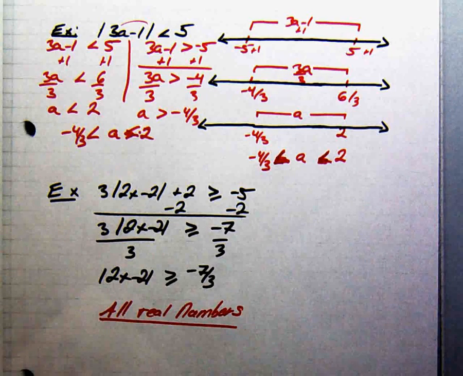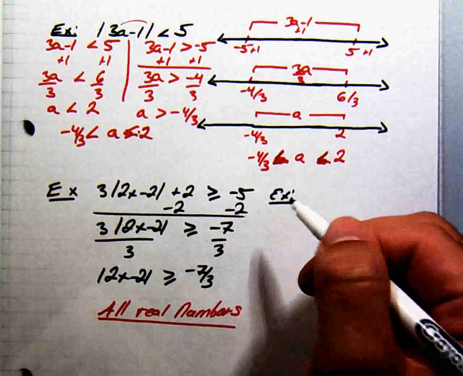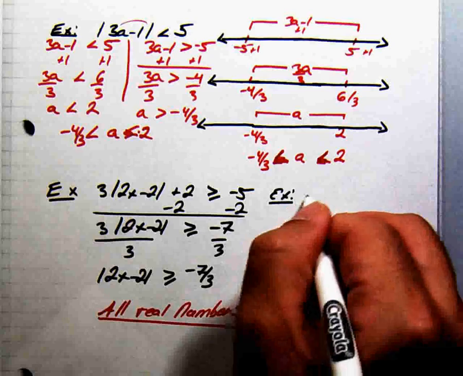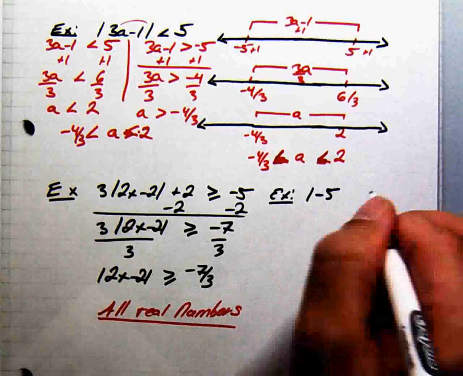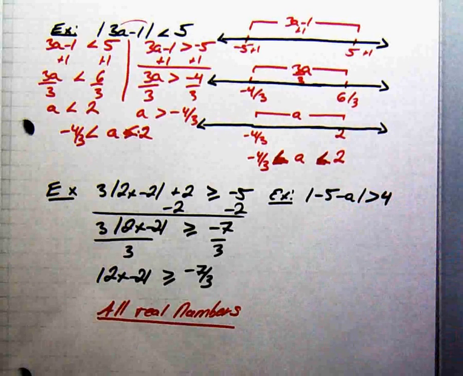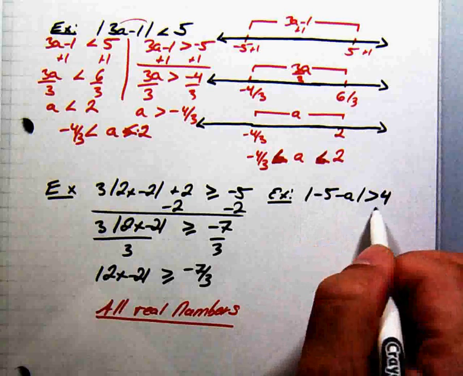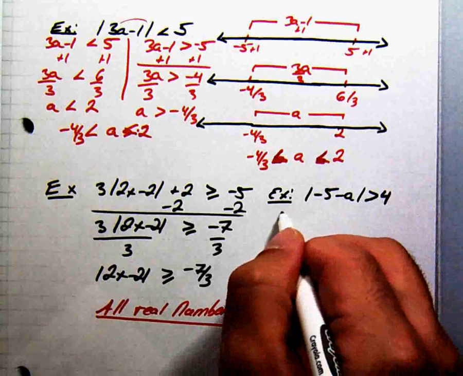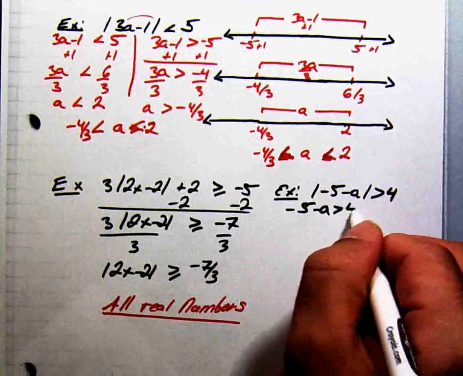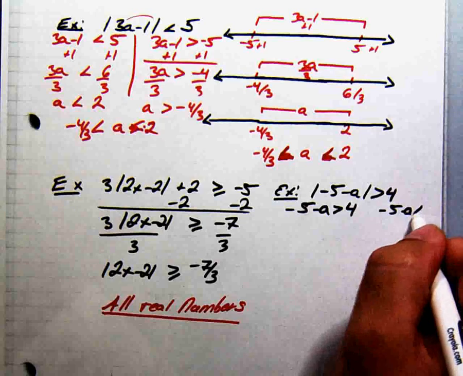Now let's take a look at one more type of problem. Let's try the absolute value of negative 5 minus a is greater than 4. A is a real popular letter today, I guess. So there's nothing to clear away from outside the absolute value bars. So now we're just going to split it and write it as two separate inequalities. Negative 5 minus a is greater than 4, and negative 5 minus a is less than negative 4.